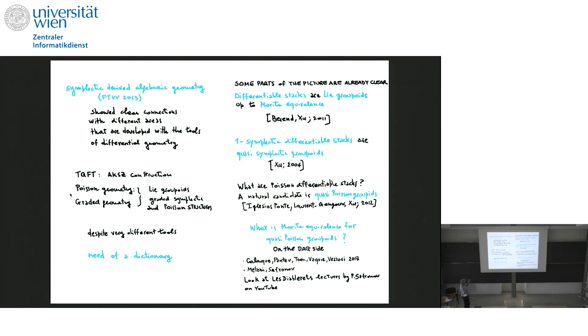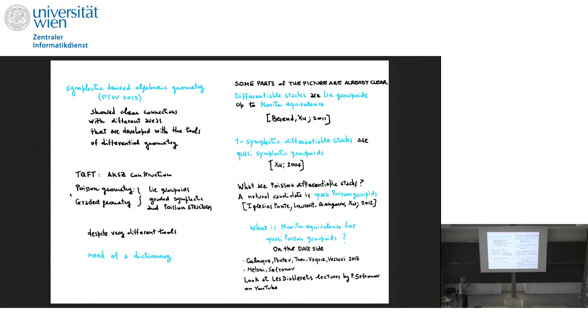These similarities, for instance, were like the AKSZ construction, topological quantum field theory, or shifted symplectic and Poisson structures in graded geometry, and maybe other examples. So there were things that looked very close to what we knew, but in a completely different context with completely different tools. So the first need was some dictionary, if possible, or at least understanding the connection between things that from one side looked very different, and on the other side very similar.